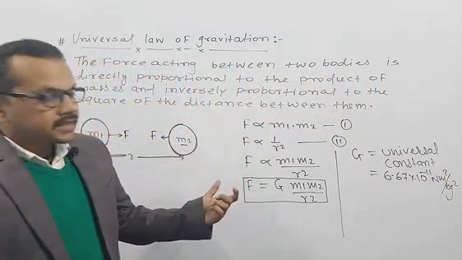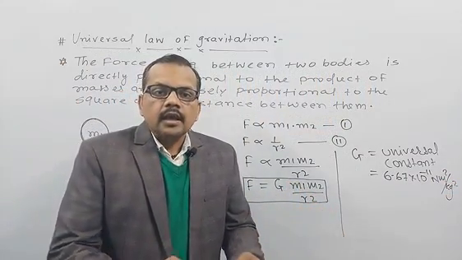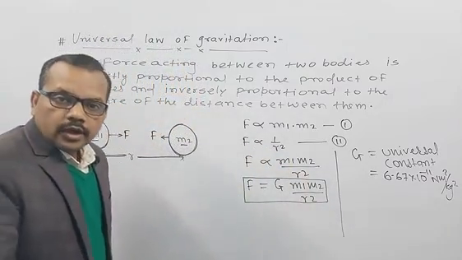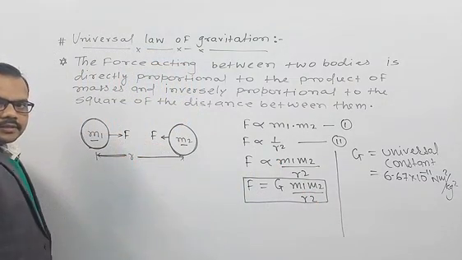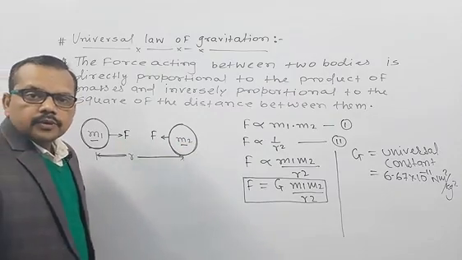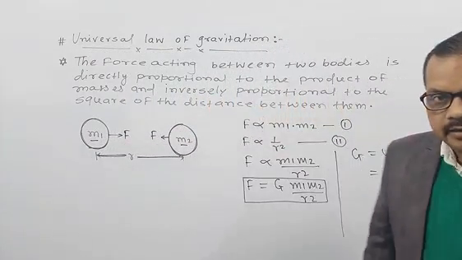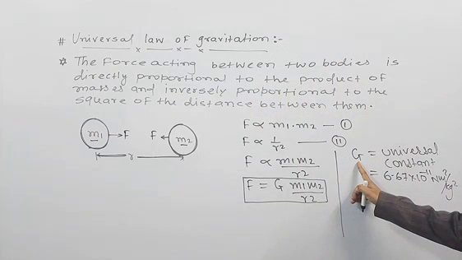The value of this capital G universal constant will not change anyway. The value of capital G does not depend upon the medium present between two masses, the size of the mass, and the place where this force is calculated. Is it clear? Why is capital G considered as a universal constant?